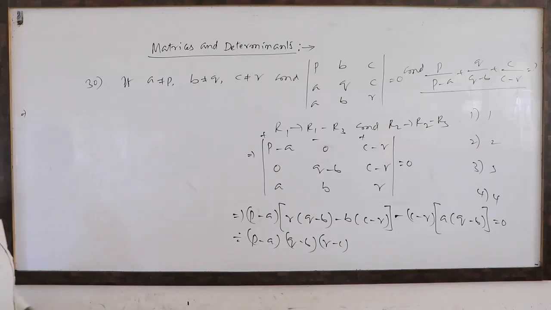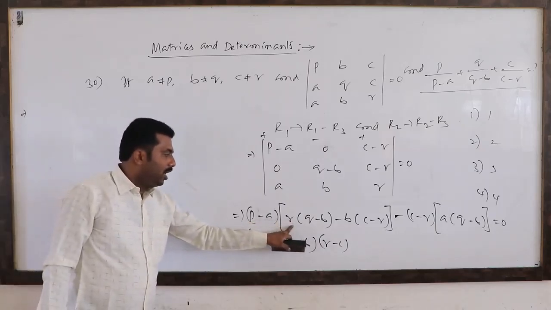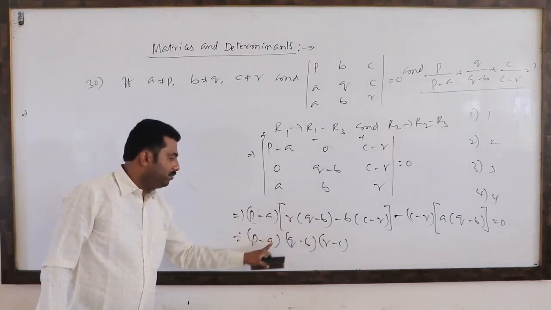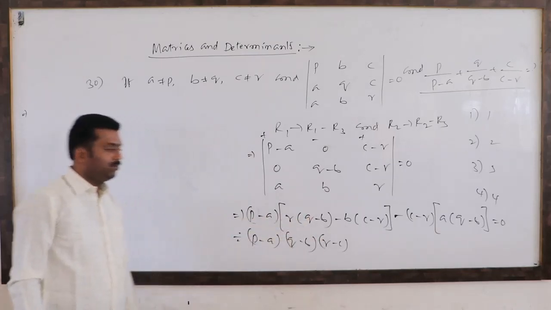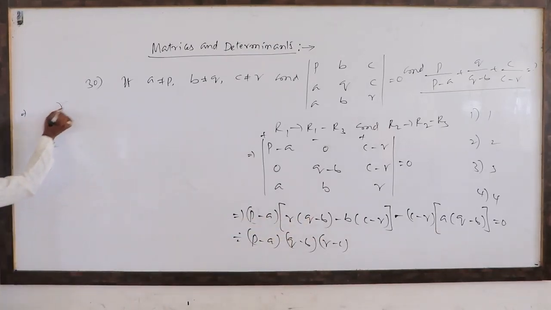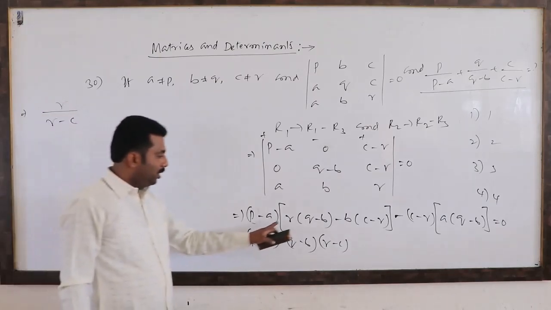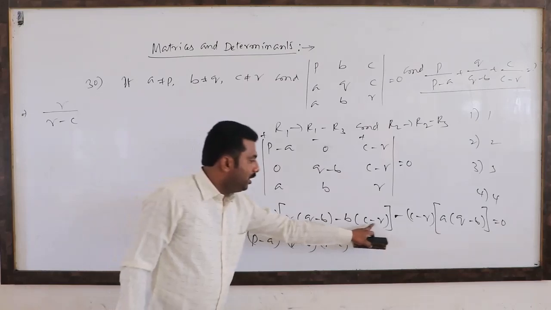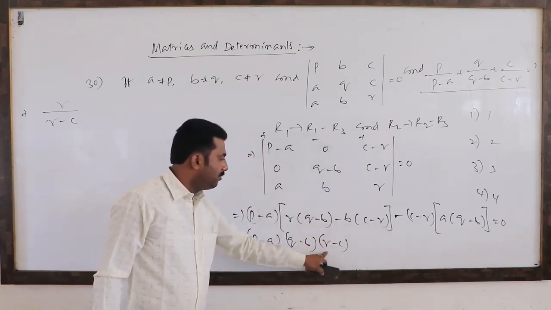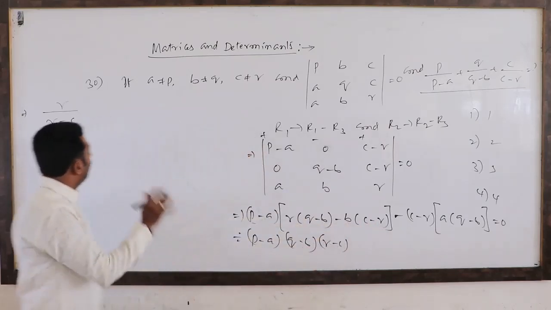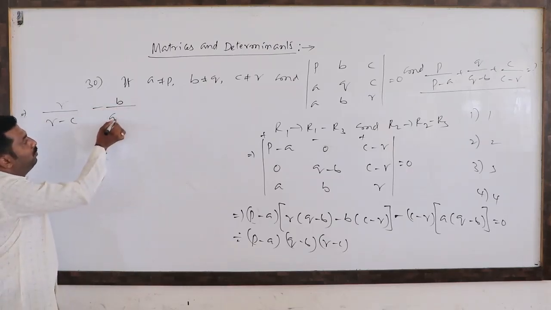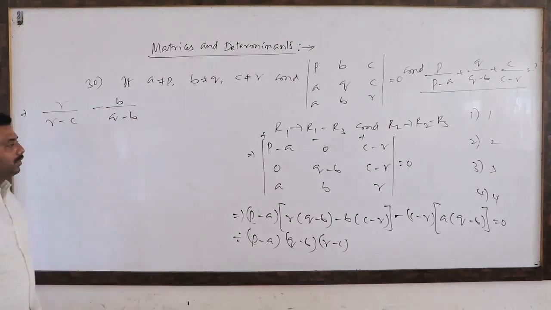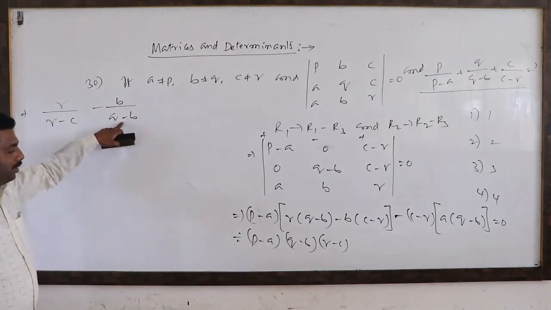So the first term you observe, (P minus A) R into (Q minus B), divided by these terms, means (P minus A), (Q minus B), R by (R minus C). We will get R divided by R minus C. Second term, (P minus A) into (C minus R). P minus A and C minus R cancel, minus B by Q minus B.